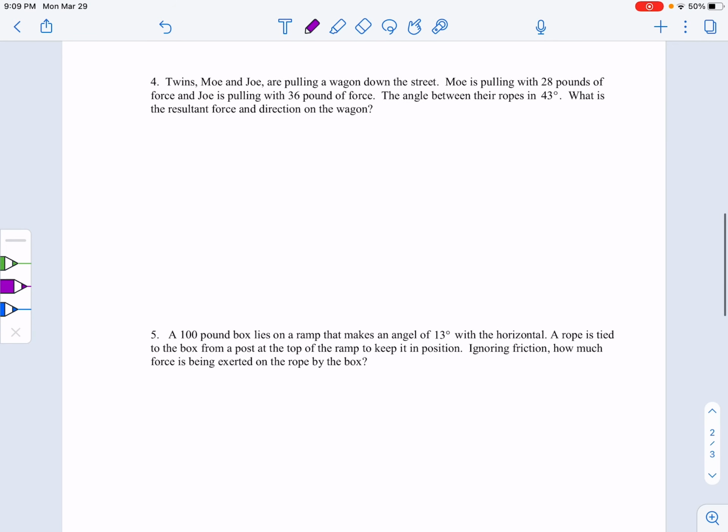All right. Both of these are learning things, so make sure you listen and take notes. All right, you have twins, Mo and Joe, pulling a wagon down the street. Here's my wagon, and there's the handle. Mo's pulling with 28 pounds of force, and Joe's pulling with 36. They tell us the angle in between the ropes is 43, and you have to figure out the resultant.